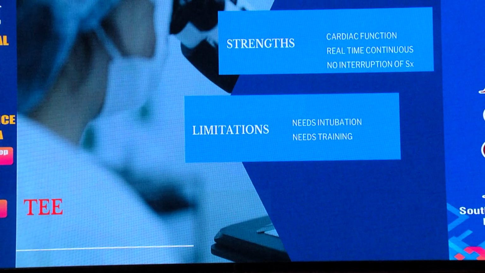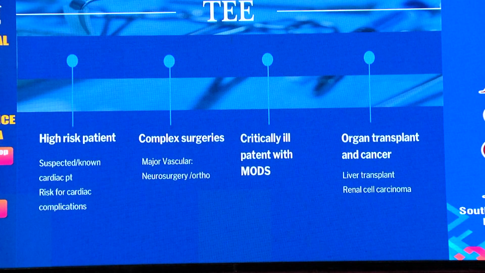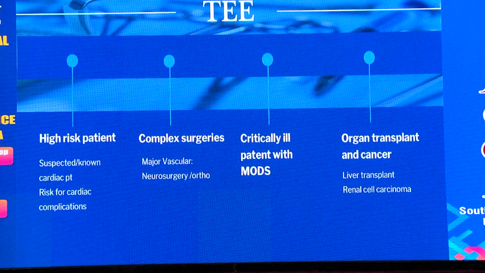The limitations are, it needs some bit of training. And the second thing is it needs intubation. Yes, of course it needs intubation, though we have done an awake one. TE is indicated in high-risk patients who are suspected or known cardiac patients who have a risk of cardiac complications, or in major vascular surgeries or neurosurgeries.